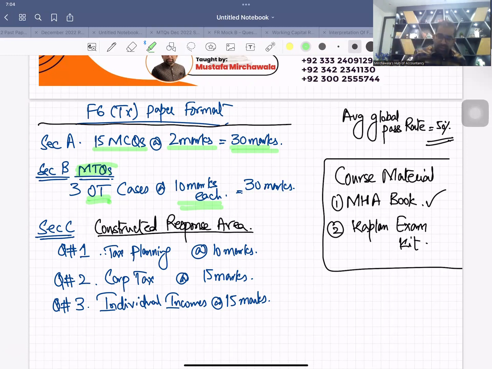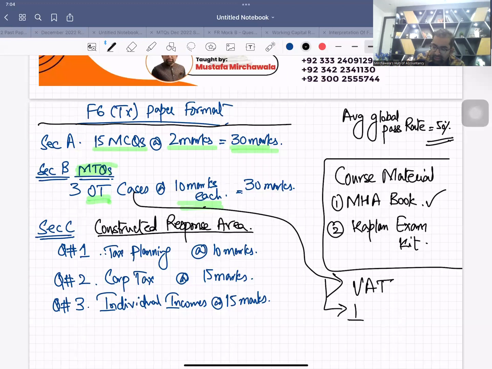Now, the next question is, sir, from which area do these three OT cases normally come? Normally, they come from VAT, which is value added tax, IHT, which is inheritance tax, and CGT, chargeable gain tax, capital gain tax. This is the past behavior of the examiner. These 3 OT cases come from these 3 areas. Now, the last area is section C.